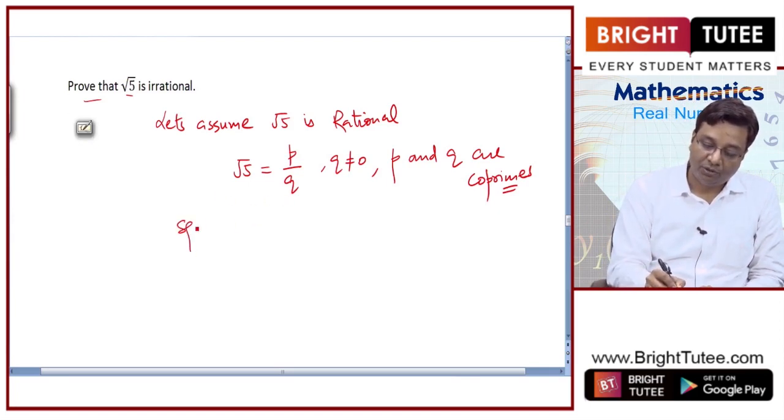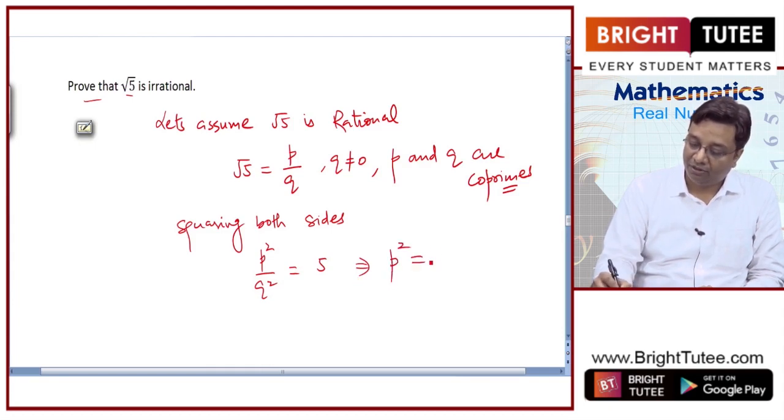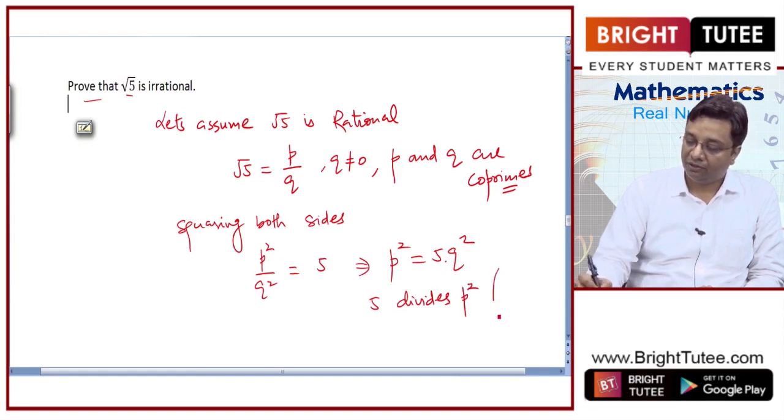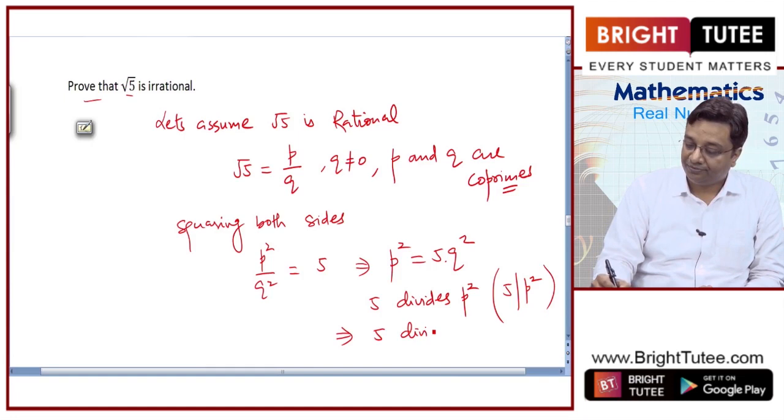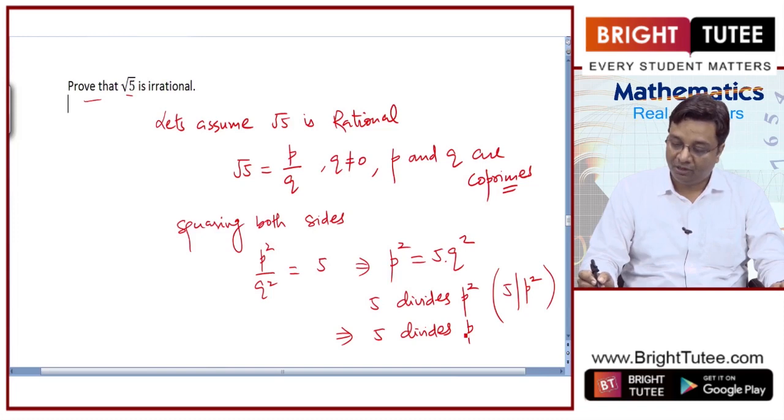So squaring both sides, I'll get p square by q square equal to 5. Which further will give me p square equal to 5q square. Now I can see 5 is a factor of p square, right? So 5 divides p square, or if you want to write it like this, 5 divides p square. You can write it like this also. Hence I can say 5 divides p. Why? Based on that theorem that we did in the introduction.